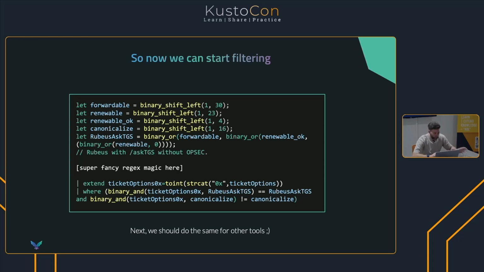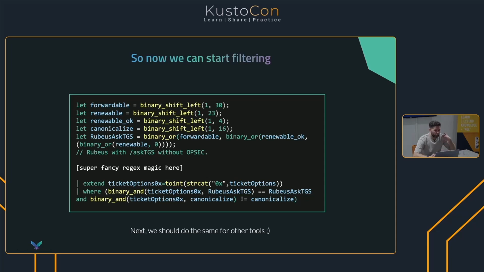I'm actually going way quicker than I expected. And then we can do the same, so we need to extend that into an OX version again. We can do a binary comparison for the field that we have in our logs, compare that to the fields that we just created, and if it's in there, we will get a detection for Rubeus. So this is only for Rubeus.